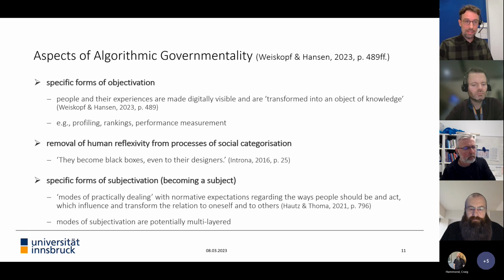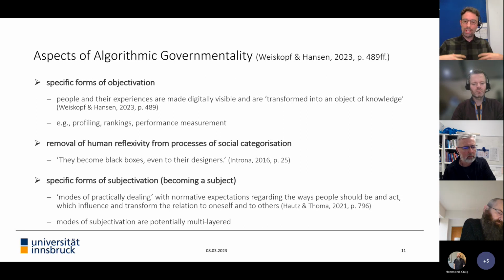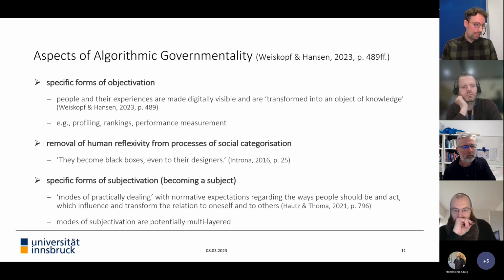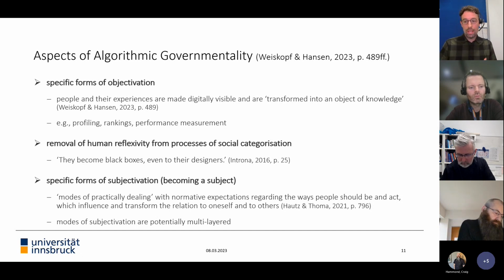The third aspect is specific forms of subjectivation, which is our focus. Generally speaking, subjectivation can be interpreted as modes of practically dealing with the normative expectations, for example set by learning analytics software, regarding the ways people should be and act. And these modes influence and transform the relation to oneself and to others. Algorithmic governmentality seeks to implicitly align subjects' behavior with particular standards and notions of normality, so that actions become measurable and comparable.